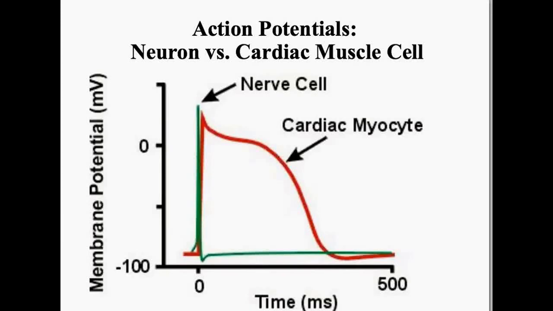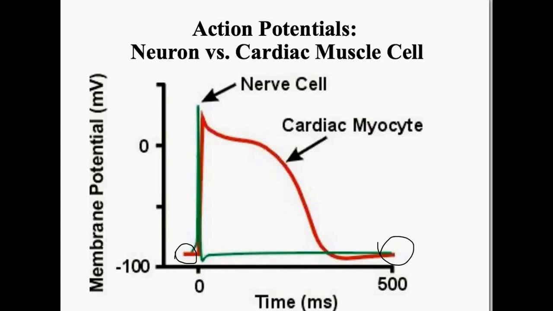Hi students. On this recording, what we're going to be talking about is the difference between an action potential in a neuron, which we see diagrammed on this graph in green, and an action potential of a cardiac muscle cell, which is diagrammed in red.